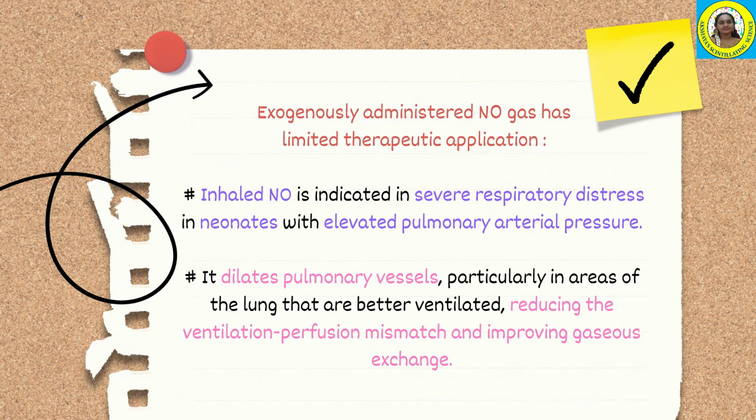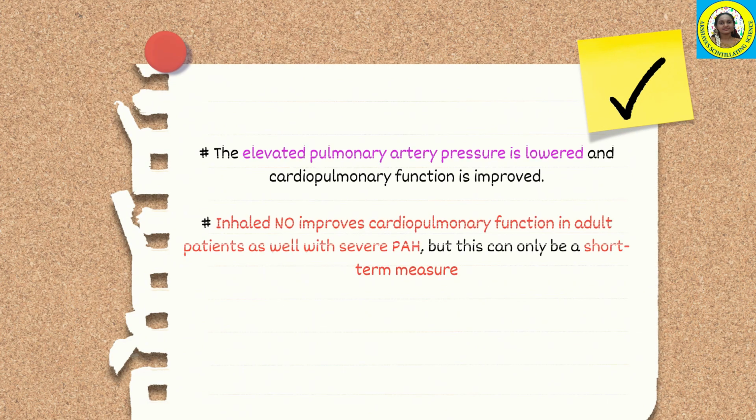It is dilator of pulmonary vessels, particularly in the areas of lung that are better ventilated. Thereby, it reduces the ventilation-perfusion mismatch and improves gaseous exchange. The elevated pulmonary artery pressure is lowered and thus cardiopulmonary function is improved. Moreover, inhaled nitric oxide improves cardiopulmonary function in adult patients as well with severe pulmonary arterial hypertension.